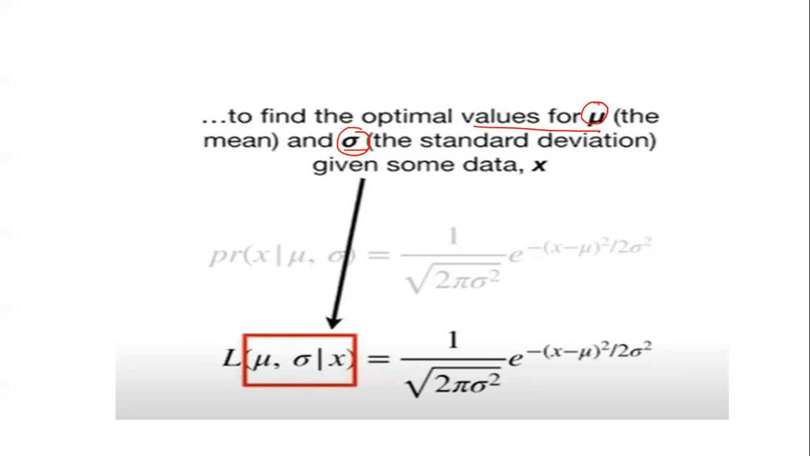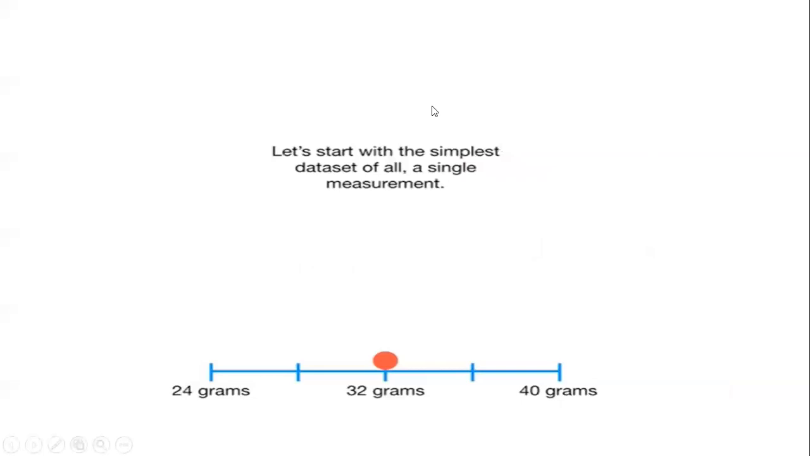Here, the data is given. Given the data, we want to find the distribution. Data is given, but we are asked to find the distribution. For this data, what is the correct distribution? That is, what is the correct value of mu and sigma? That's what we are expected to find.